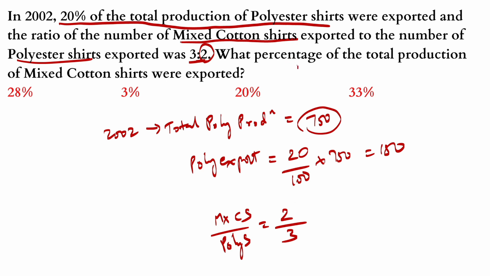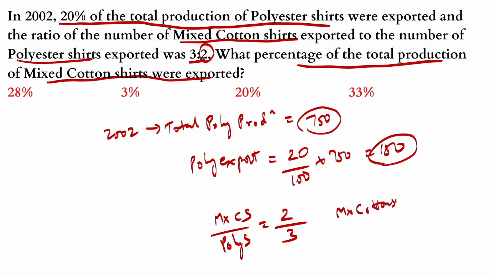But our question is, what percentage of total production of mixed cotton shirts were exported? See, if 2 units is 150, what about 3 units? See, polyester shirts were 150, right? Exported polyester shirts. So exported mixed cotton shirts is 3 by 2 into 150. This is equal to 225.